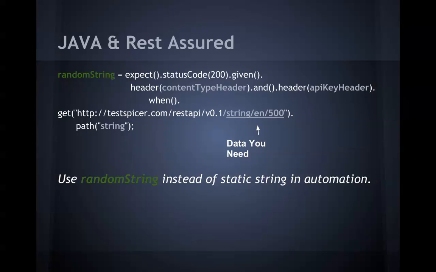Let's take an example and assume that you are working with Java. TestSpicer is a RESTful web service, and so you can use a framework like REST Assured to get the data you need. You can issue a GET request to an endpoint like /string/en500 and get a 500 character long random string. If you need to get a 100 character long string, just change the length. It's as simple as that.